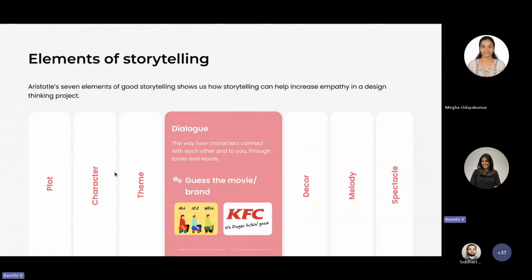So here also, most of you have answered this rightly. That is All Is Well, and the slogan is of KFC. So just by a few dialogues we use in our industry or in our movies, we are able to remember what the movie is all about. So that is the power of the dialogue.